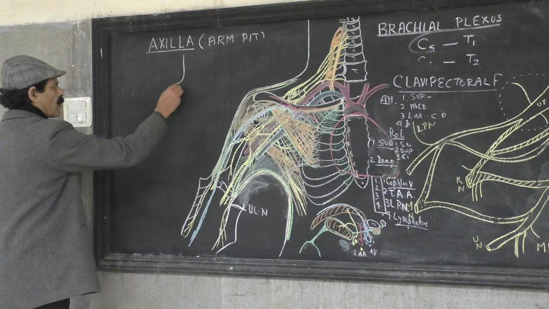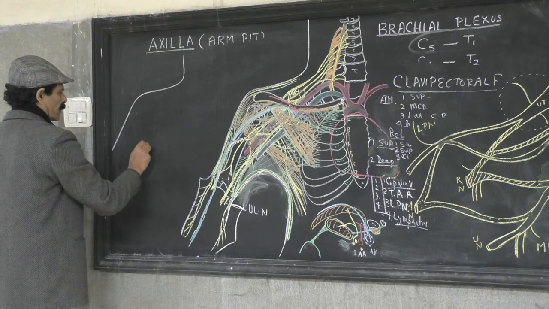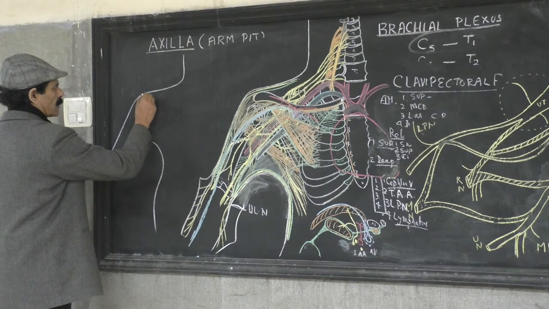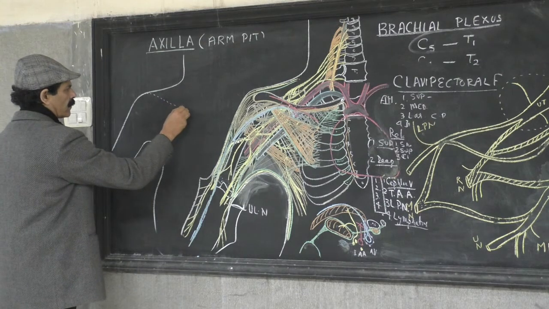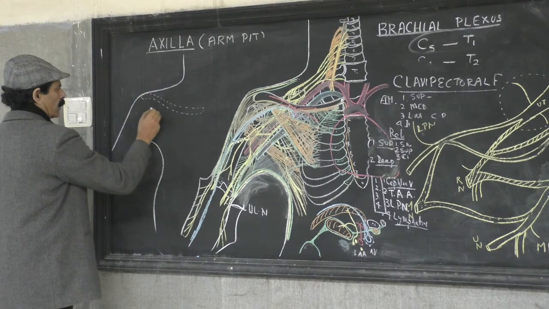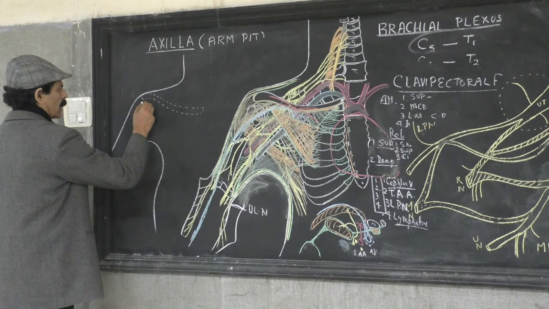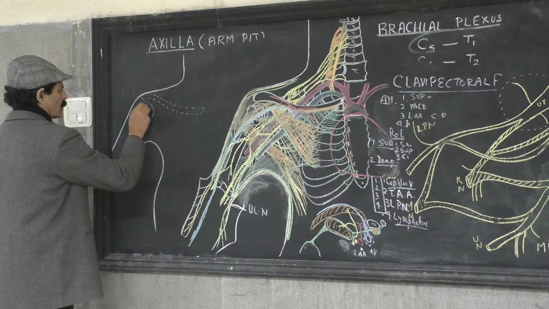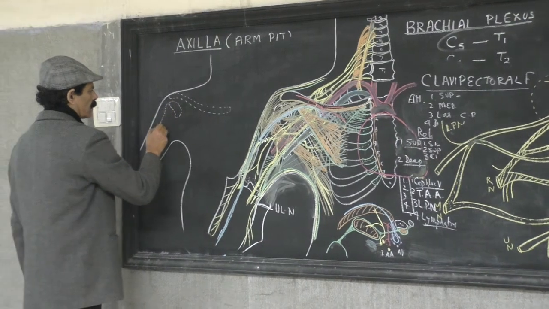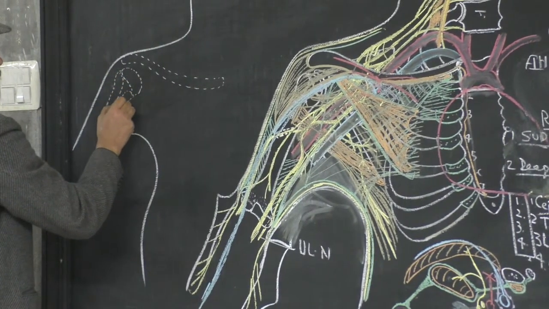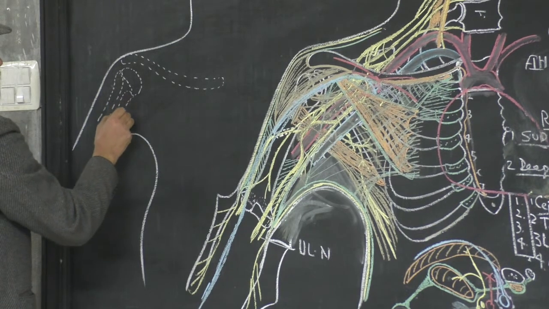So the boundaries, they are formed in the axilla part. Here, in the upper part lies the clavicle, and below here lies the head of the humerus, the shoulder joint. Lateral is the greater tubercle, medial is the lesser tubercle, and the intertubercular groove has the lateral and the medial lip and the floor.